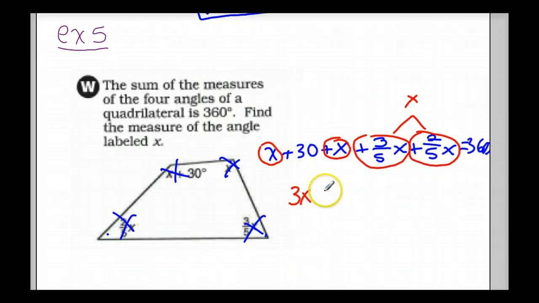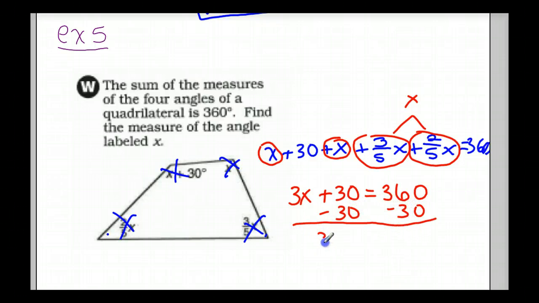Then we have this 30. And we know all of them added up together equal 360 degrees. Now look what we have. Oh my goodness, we have a two-step equation. So we minus 30 from both sides. We get 3x equals 330 degrees. We divide both sides by 3. And we get x equals 110.